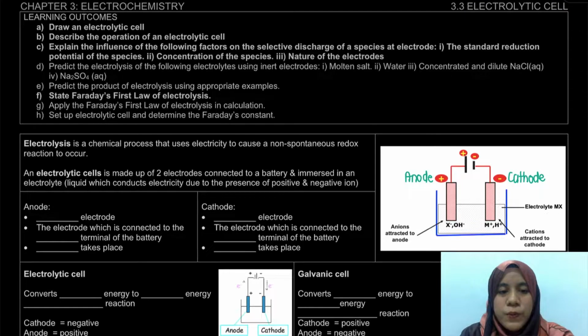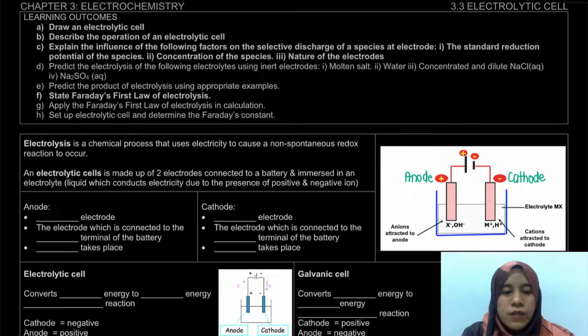In this video, we will learn to draw an electrolytic cell, describe the operation, and explain the factors of the standard reduction potential, the concentration of the species and the nature of the electrode on the selective discharge. And last but not least, we will predict the electrolysis of molten salt and water. So without further ado, let's look at what electrolysis is.